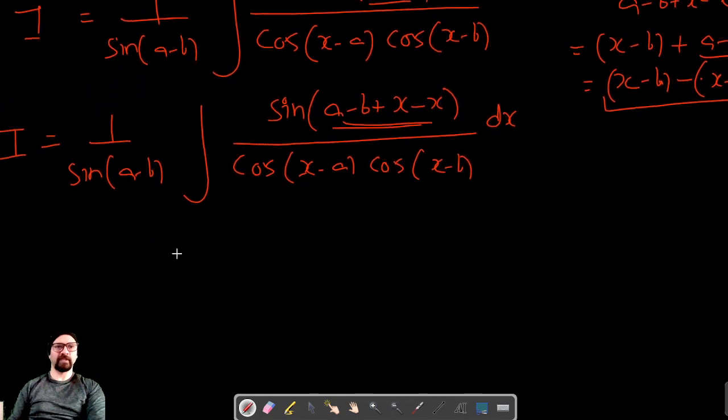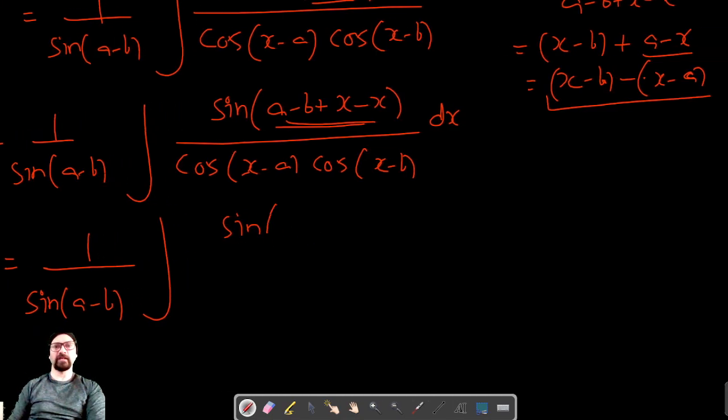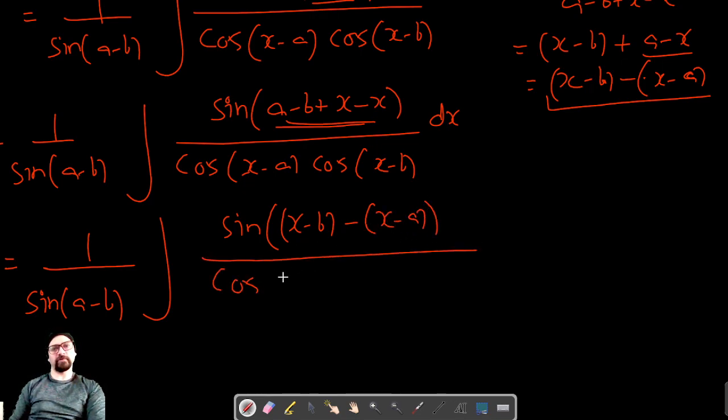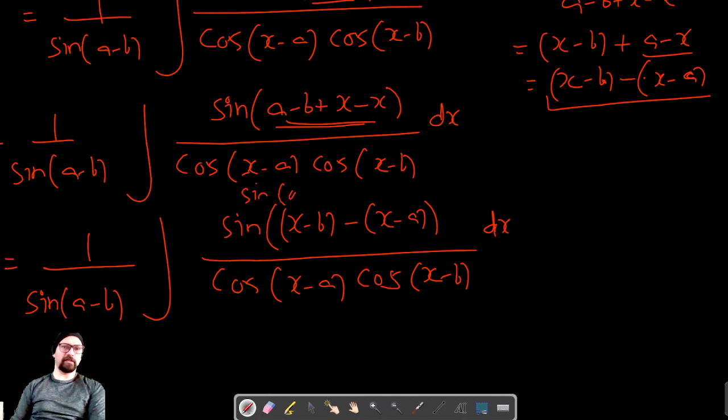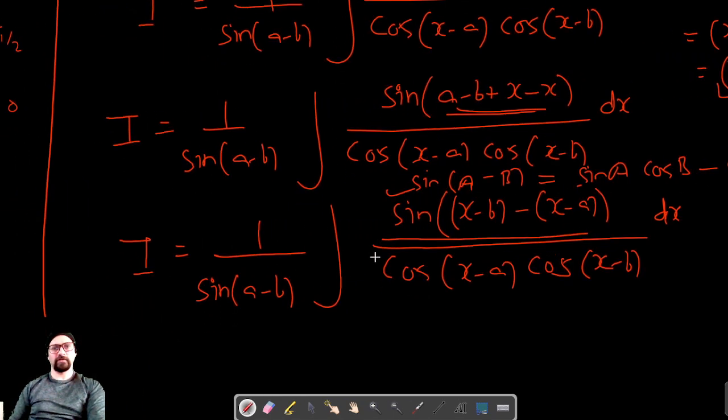So I'm going to replace this. So this is now I is equal to 1 upon sine of a minus b, integral of sine of x minus b minus x minus a upon cos of x minus a into cos of x minus b into dx. Now this is of the form sine a minus b, and sine a minus b is sine a cos b minus cos a sine b. So let's use this identity on this.